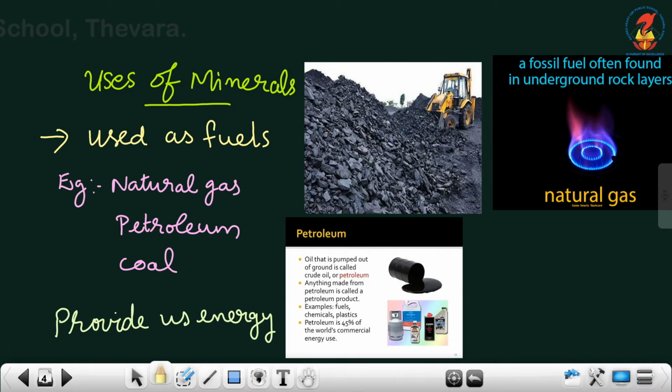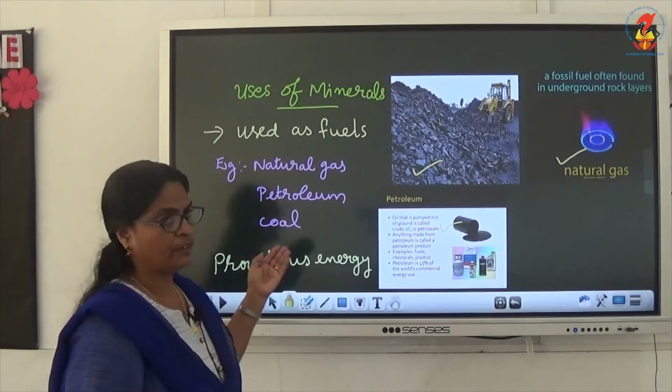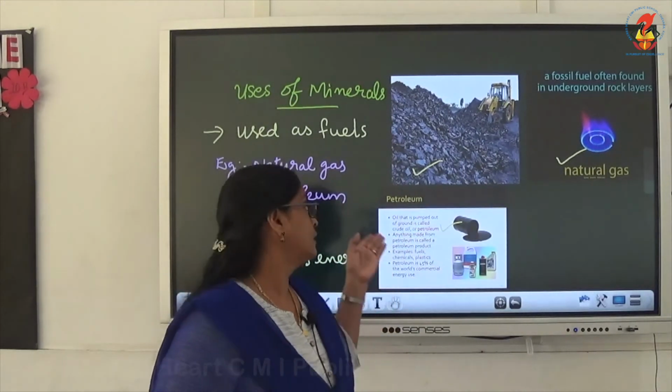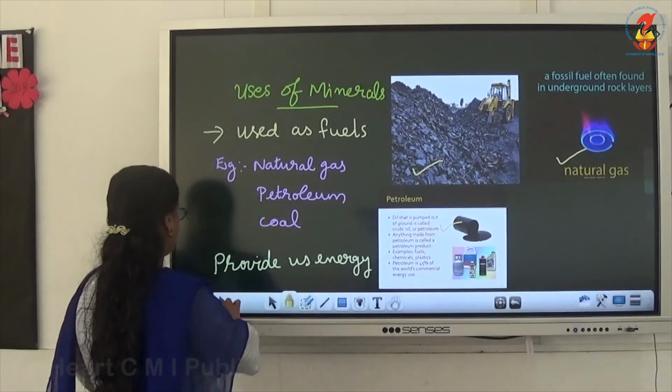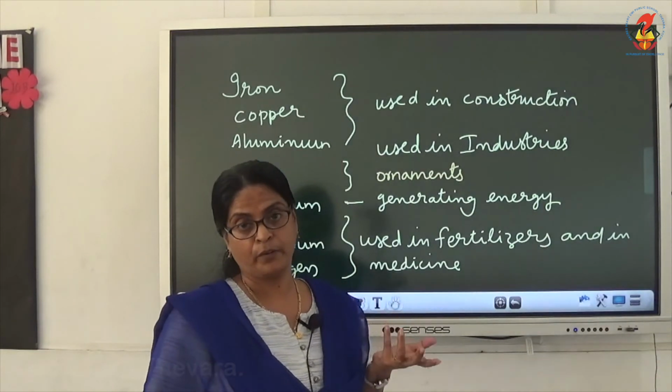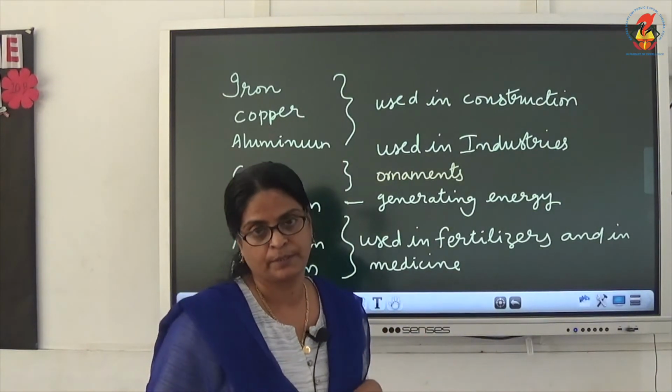We can see minerals are used as fuels. Which are the minerals that are used as fuels? Natural gas, then coal and petroleum. These are the three natural fuels. We get them from nature as minerals. These are very important, very valuable natural minerals, and these fuels are non-renewable resources.